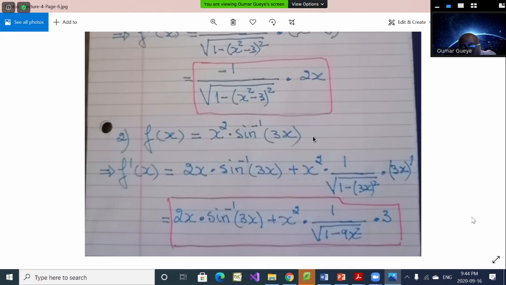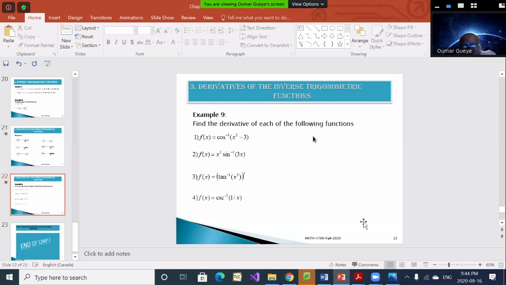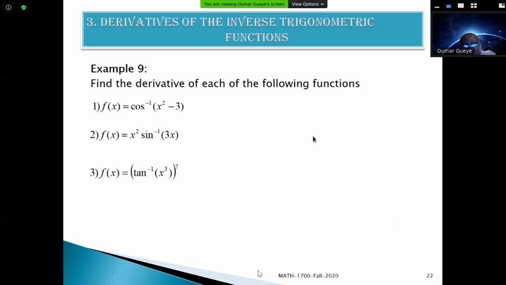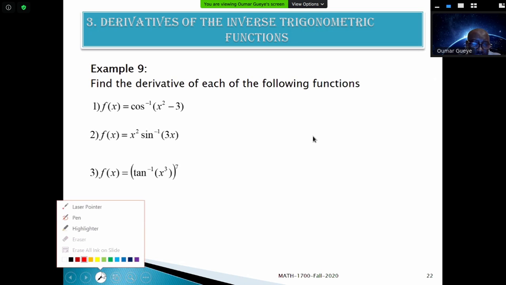You all good? Yes, sir. All right, so let's see now the third example. So third example, f(x) is equal to tan inverse of x cubed, the whole thing to the power 7. Okay, so we have a function to the power of a number. And you have also seen in 1500 how to differentiate such a function. I'm just going to remind you the chain rule in this case.